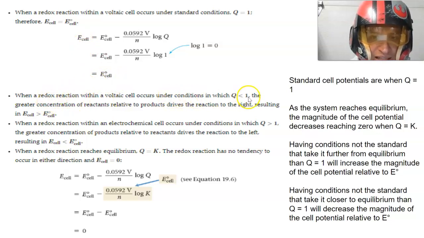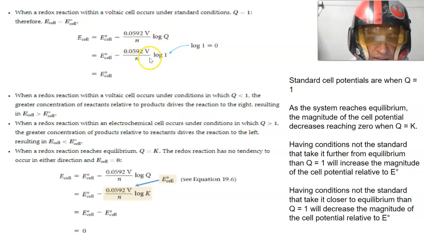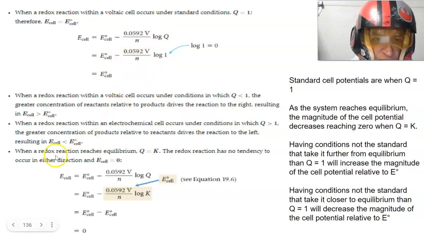When Q is less than 1, that means the energy of the cell is going to be greater than this, and that's because of the idea that this is, let's say, a positive value. If Q is less than 1, this value is going to be negative, so minus a negative is going to make it a larger value. When Q is greater than 1, that's going to make this a positive value, so something minus a positive value is just going to be smaller, so the energy that's not at standard is going to be less than.